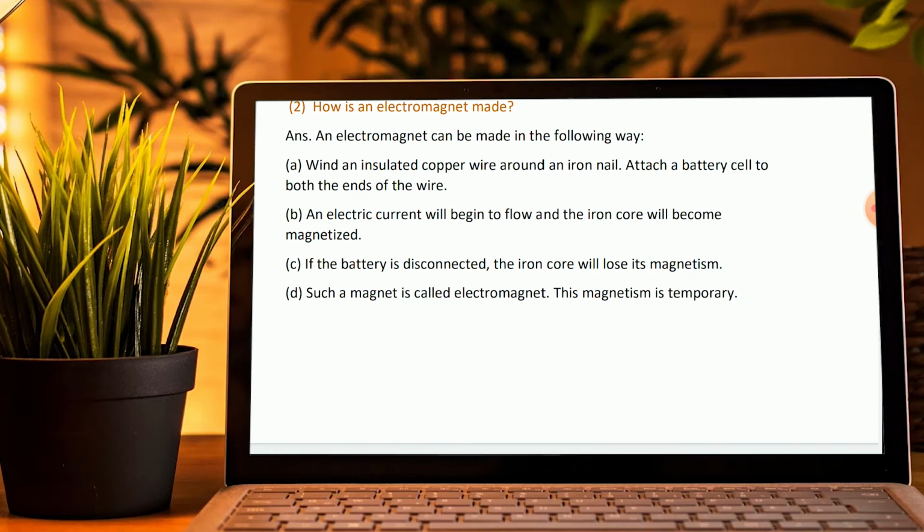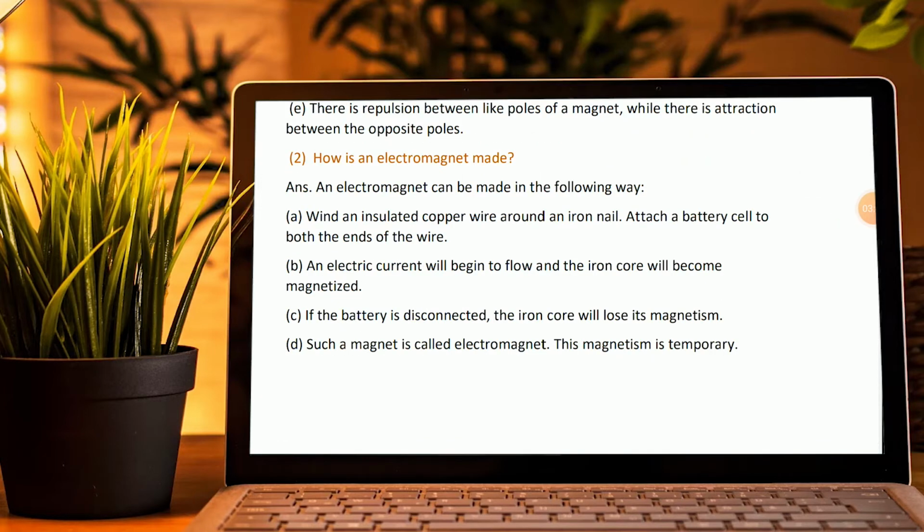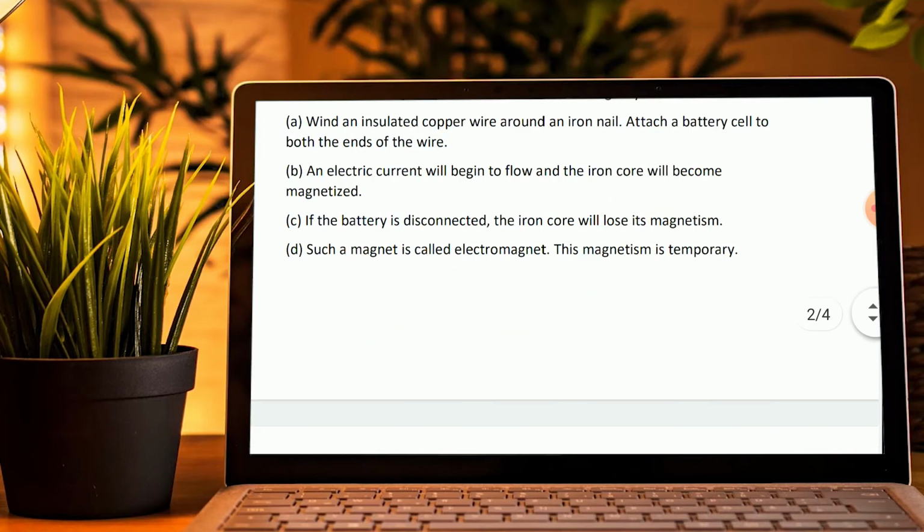How is an electromagnet made? Answer: An electromagnet can be made in the following ways. A. Wind wire around an iron nail. B. Attach a battery cell to both ends of the wire. C. An electric current will begin to flow and the iron core will become magnetized. If the battery is disconnected, the iron core will lose its magnetism. Such a magnet is called an electromagnet. This magnetism is temporary.